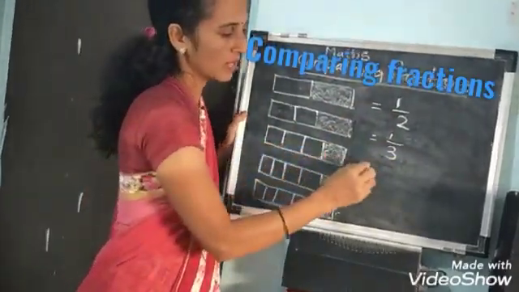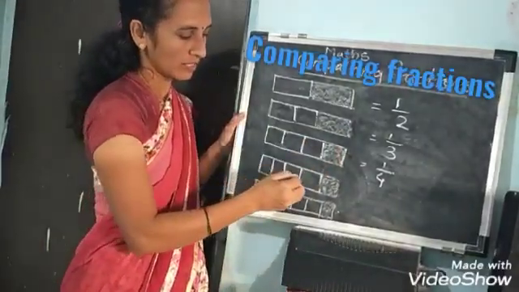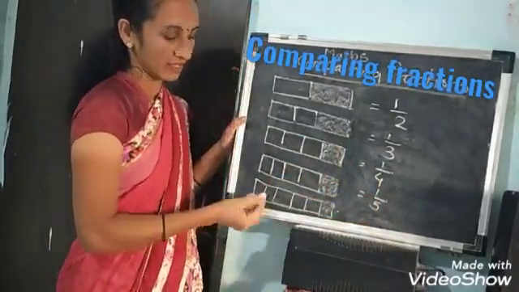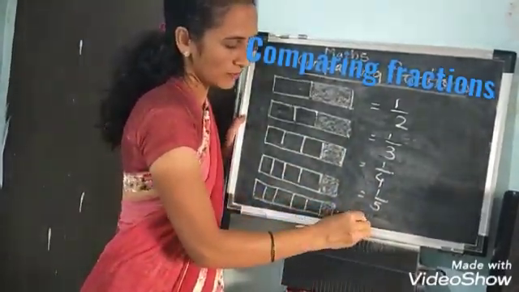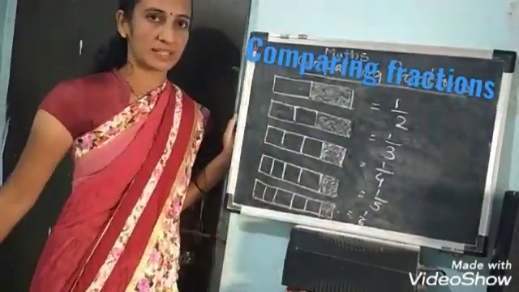1, 2, 3, 4. Out of 4 equal parts, one part is shaded. 1, 2, 3, 4, 5. Out of 5 equal parts, one part is shaded. And for this figure, 1, 2, 3, 4, 5, 6. Out of 6 equal parts, one part is shaded. Okay, these are the fractions.